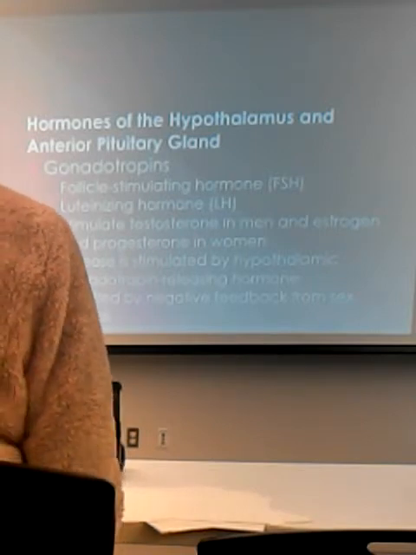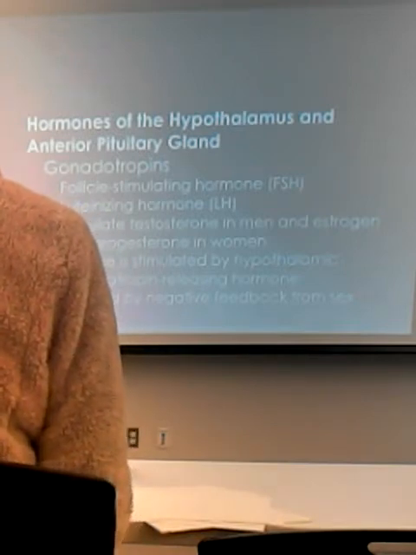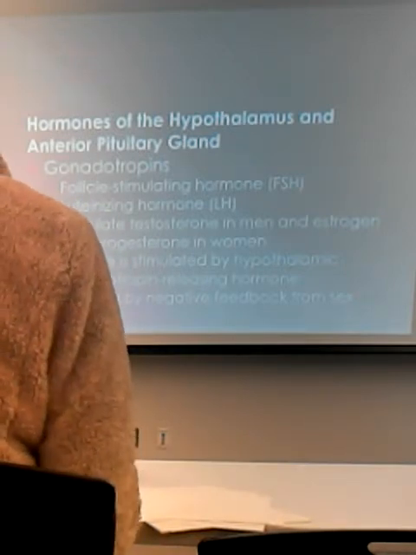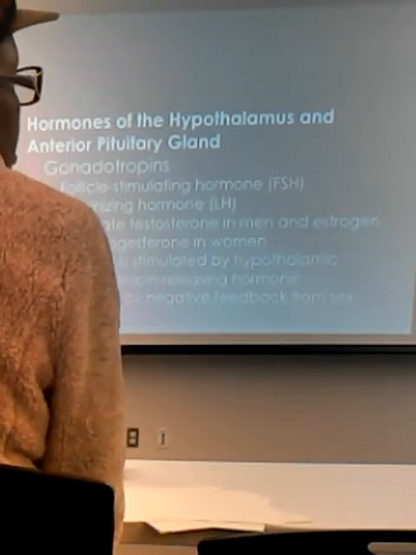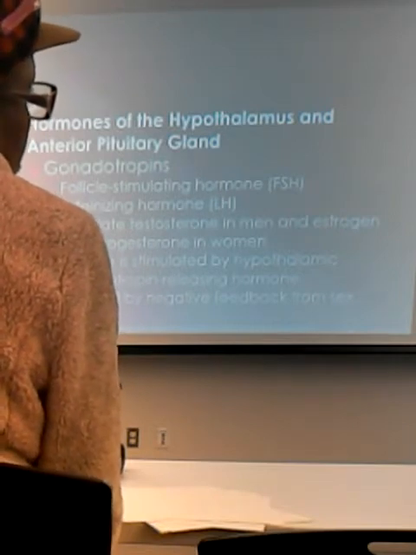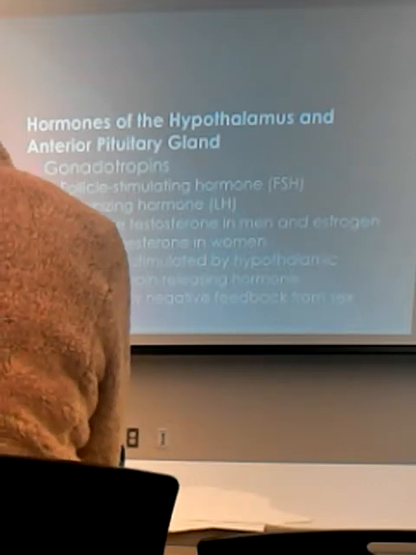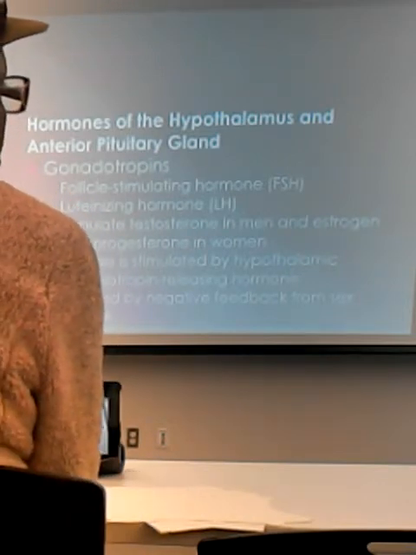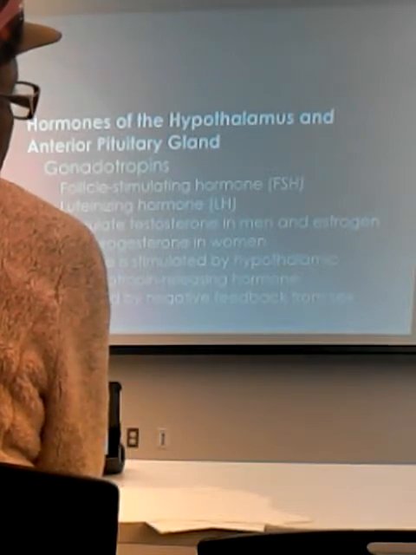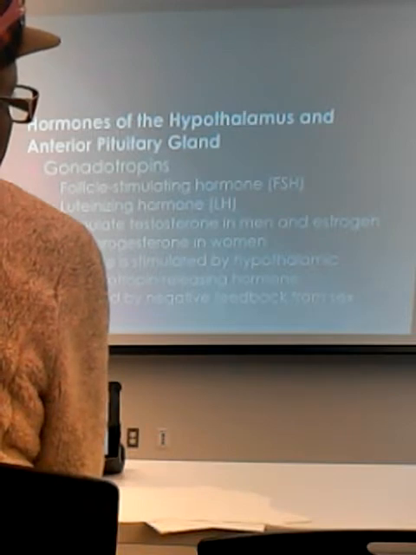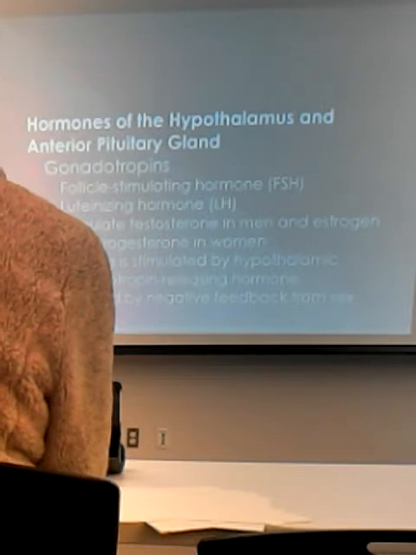Gonadotropins. So men and women make FSH and LH. Okay? And in guys, the LH stimulates testosterone production. In females, it helps with the estrogen progesterone cycle, and it also helps to bring about ovulation. FSH does gametogenesis in both genders, so helps to make sperm in guys and helps to mature a follicle in the ovary for a woman so that it can get released. Okay.